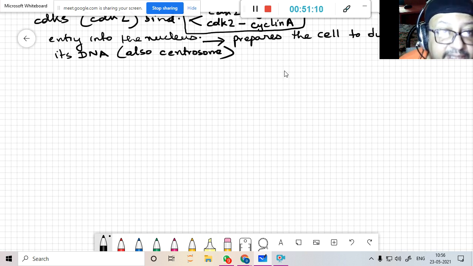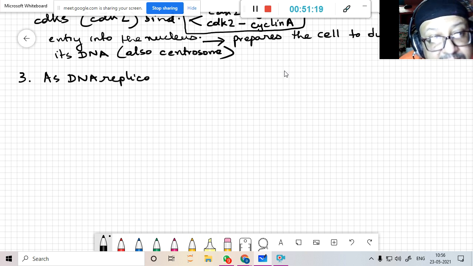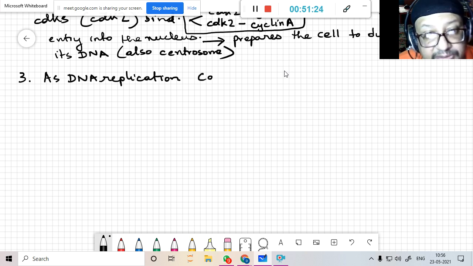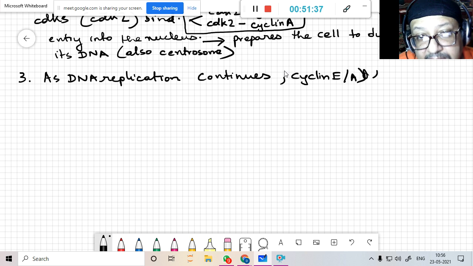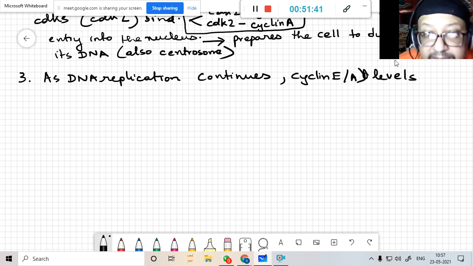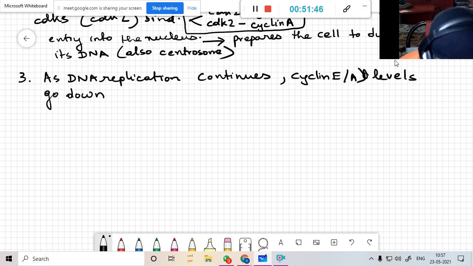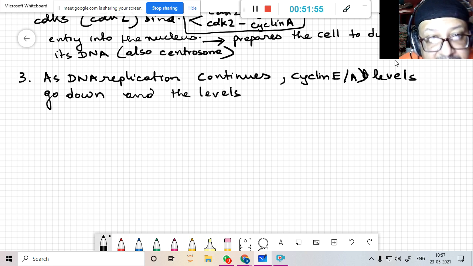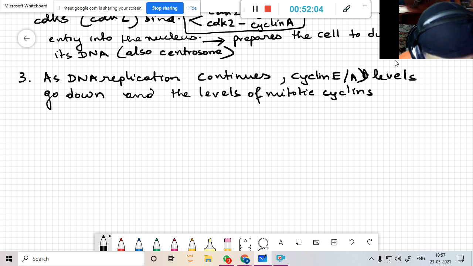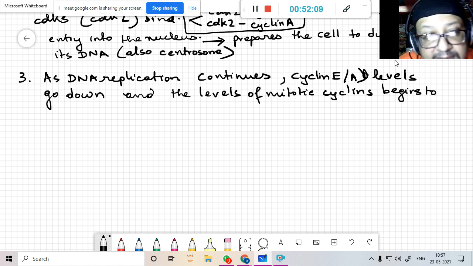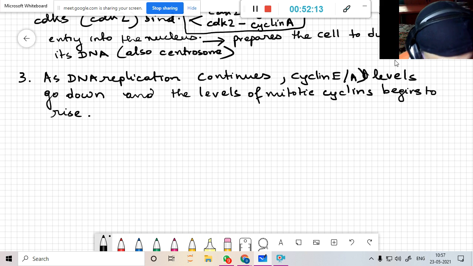So now the DNA replication has started. As DNA replication continues, cyclin E/A level, which binds to CDK2, levels go down, and the levels of mitotic cyclins begin to rise in the G2.